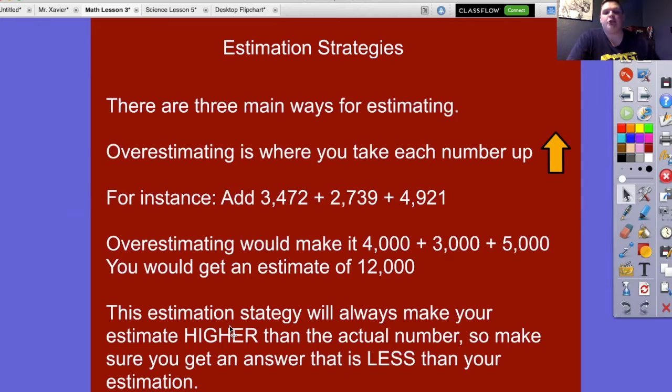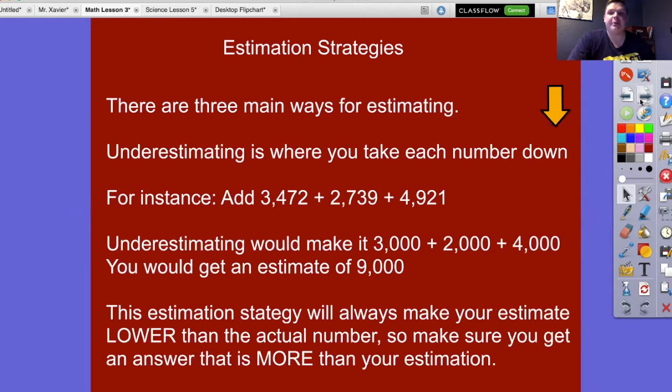The overestimation strategy will always make your estimate higher than the actual number, which means if you go back and add all of the numbers, the real ones, the answer needs to be less. If it is higher than your estimation, then you did it wrong, or you did the estimation wrong. You got to go back and check. Okay, that's overestimating.